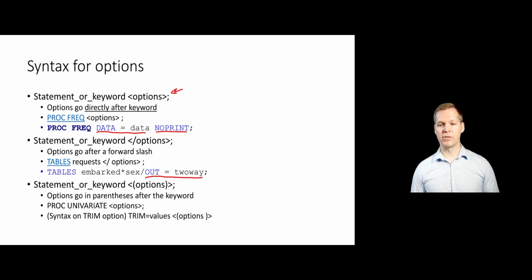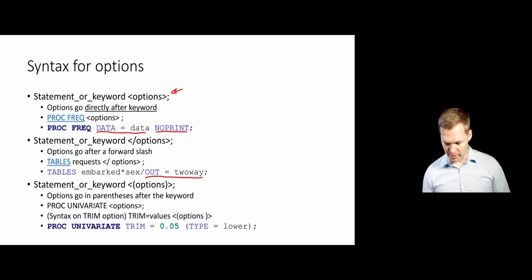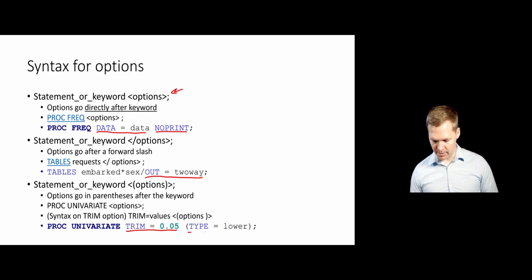But if I want to use the trim option, so I could use trim equal values, but then trim actually has its own set of options on it. And you can see that those options go in parentheses. And that's basically to make sure that those options are not confused with something that would be an option for proc univariate. Now, if I wanted to actually specify this, I might do something like this. Here's my option on proc univariate. And then over here, these are now my options on my option on trim.